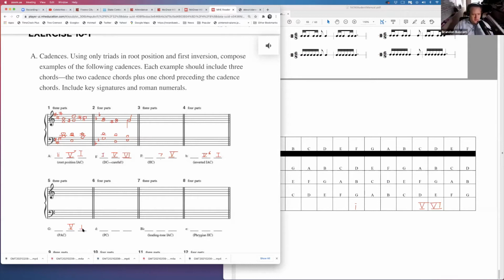What is a PC? Plagal cadence. Which is what? 4 to 1. 4 to 1. Also called the Amen cadence, yeah? Leading tone IAC. Some form of the diminished 7 to 1. Excellent.